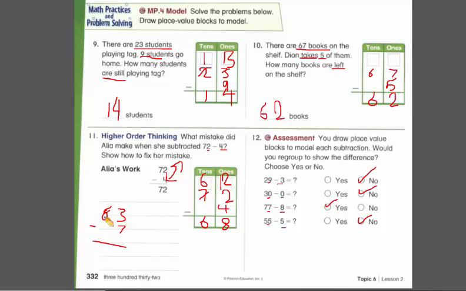Regroup 1 ten as 10 ones, and it will be 13. 13 minus 7 is 6. The 5 here will be 5 without any change because I have 0 in the tens. So 5 minus 0 equals 5. Clear?